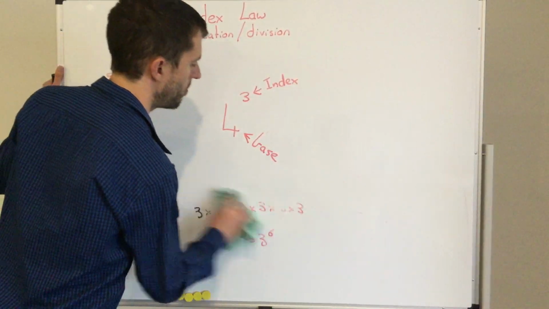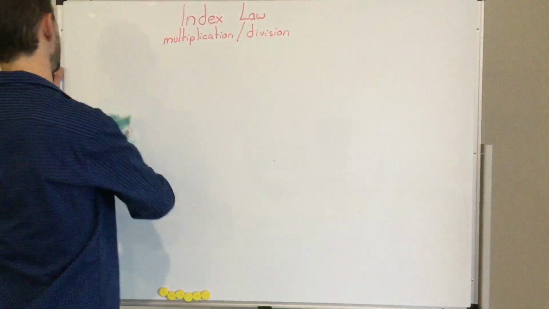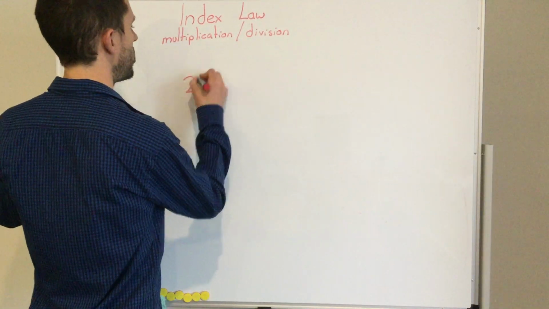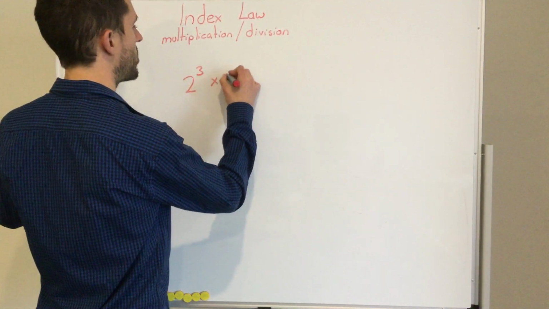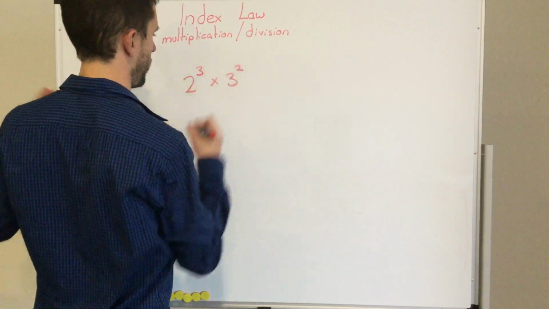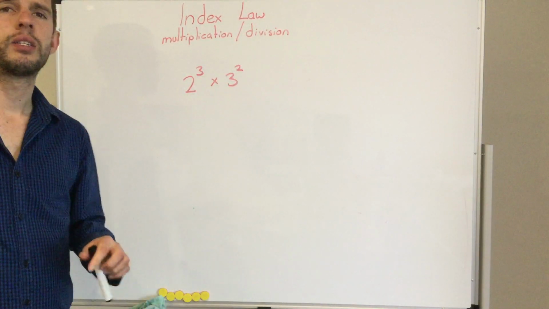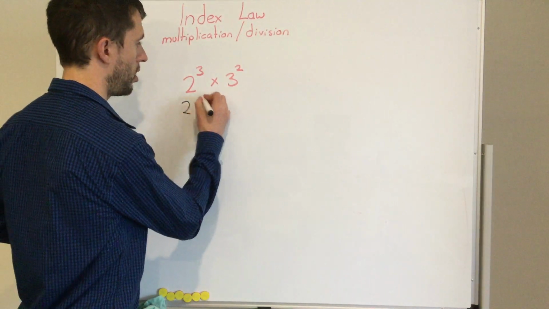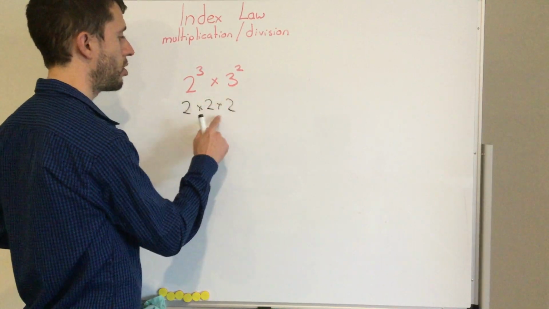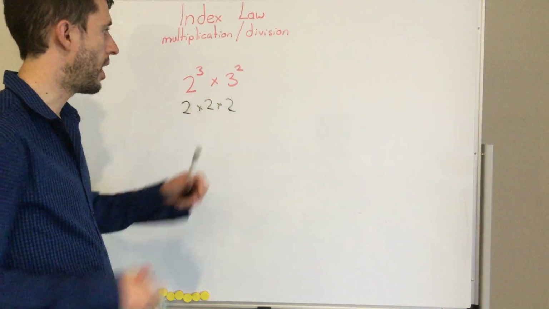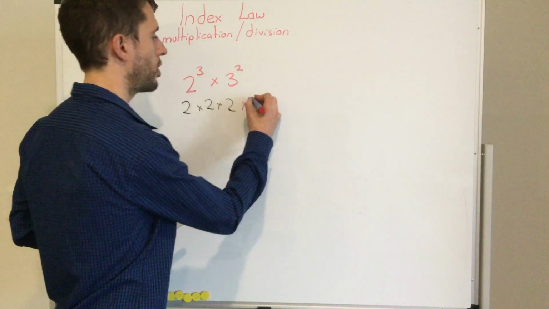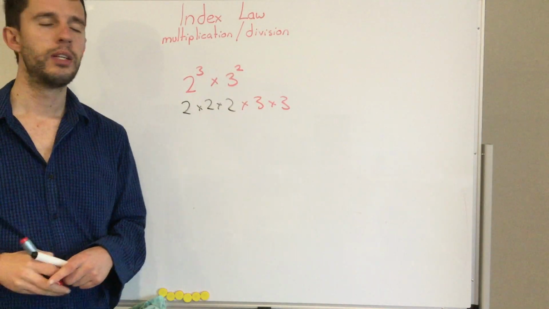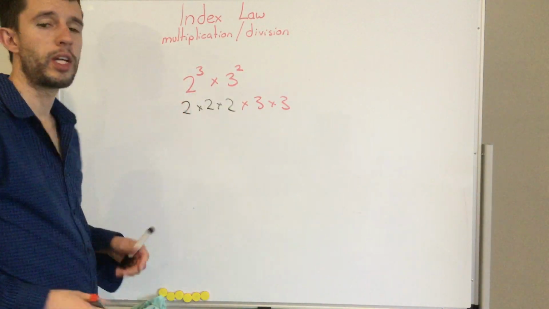If, for example, we get a question that says 2 to the power of 3 times 3 to the power of 2, our base is not the same, so we can't simplify it because I can expand it. 2 to the power of 3 is 2 times 2 times 2, and I'm timesing by 3 to the power of 2, which is 3 times 3. So 3 is not the same as 2. So the simplest form is what I originally had it in.